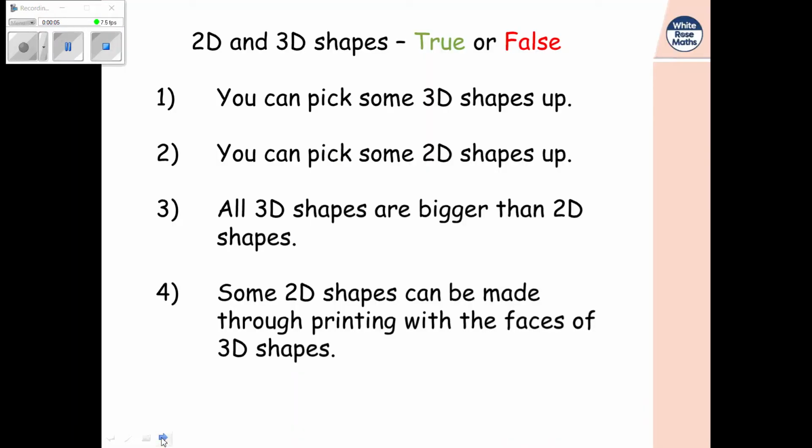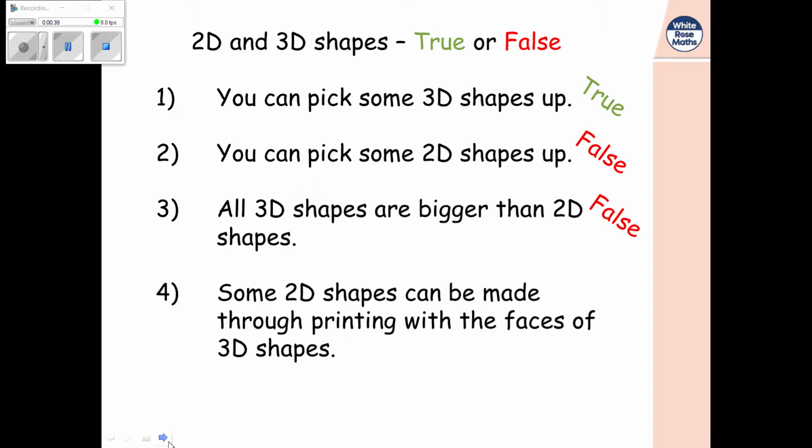2D and 3D shapes, true or false? So number one says you can pick some 3D shape up. Can you do that, true or false? So that is true. Yes, you can pick up 3D shapes. Number two, you can pick up some 2D shapes. So that is false. A 2D shape cannot be physically held because it has no depth. It is completely flat.